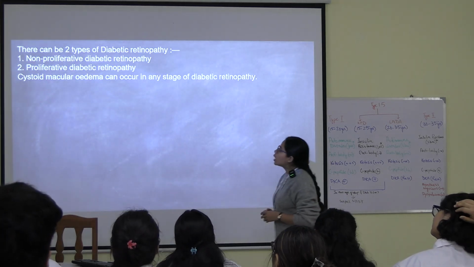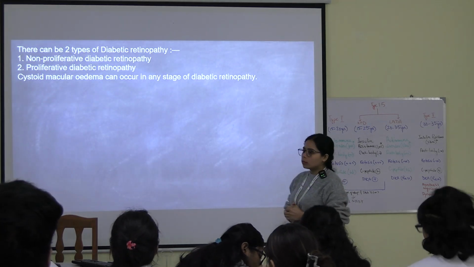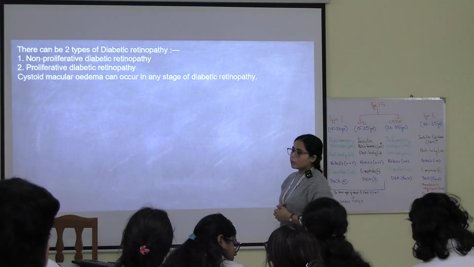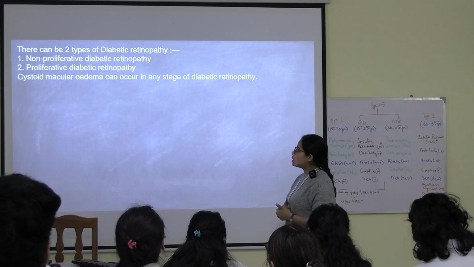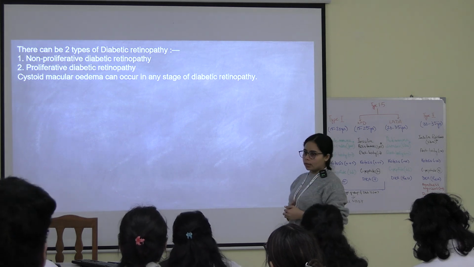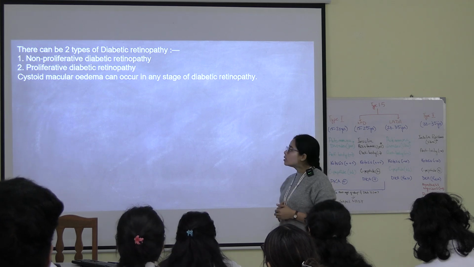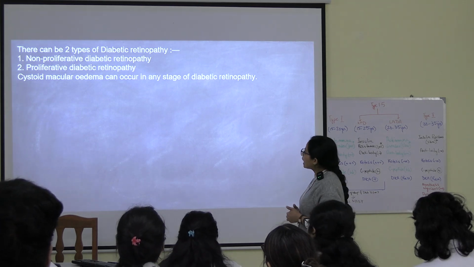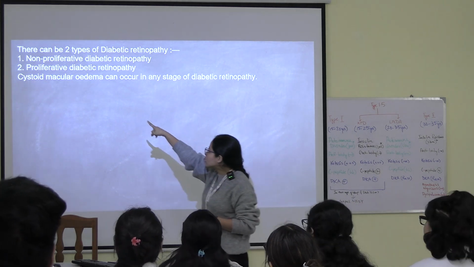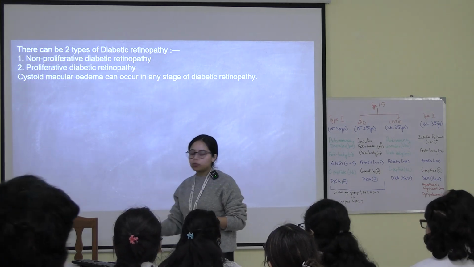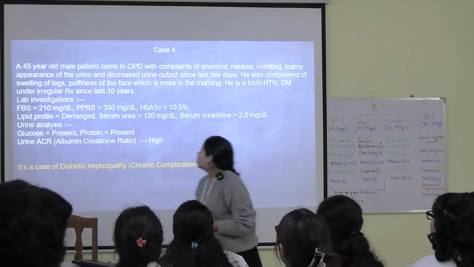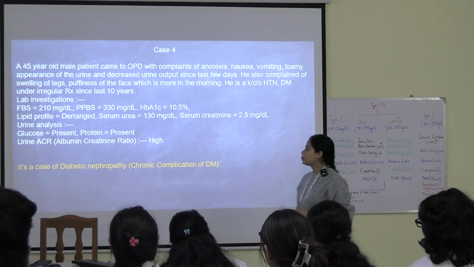Next, there can be two types of diabetic retinopathy: non-proliferative diabetic retinopathy and proliferative diabetic retinopathy. Cystoid macular edema can occur in any stage of diabetic retinopathy. You don't have to know in detail about these two types; you will learn that in your third year ophtha. So this is our last case.